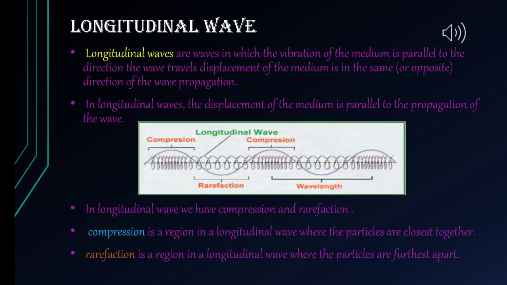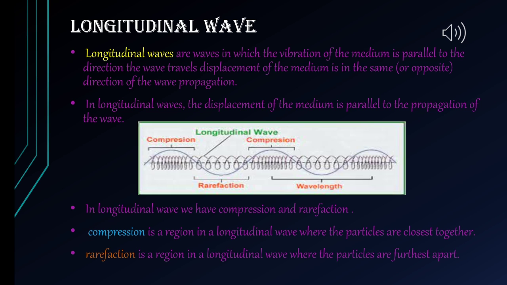Now coming to longitudinal waves. Longitudinal waves are the waves where the vibration of medium is parallel to the direction of wave and the displacement of medium is in the same or opposite direction of wave propagation. Here in longitudinal waves, the displacement of medium is parallel to the wave, right? Now as you can see in the diagram, here we are having compression and rarefactions, right?